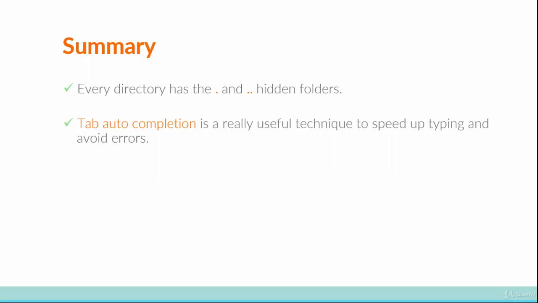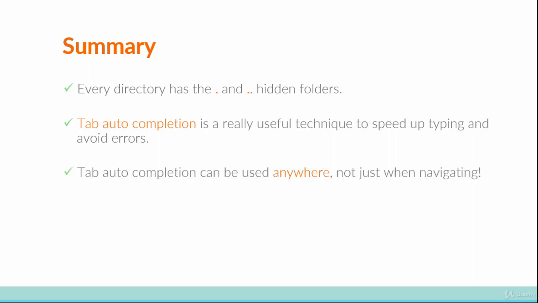But you'll use tab auto completion all the time. It saves you so much time and so much hassle. It's a great feature that the shell has, and it can also be used anywhere, not just when navigating. So if you are trying to enter an argument to a command and it's a file path, you can use tab auto completion there as well. It's not just when using cd or ls or whatever it might be. You can use it for pretty much any command.